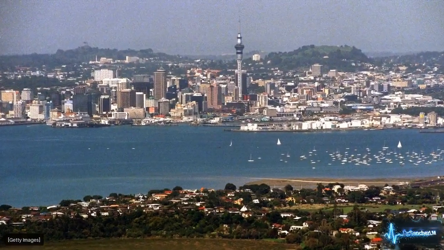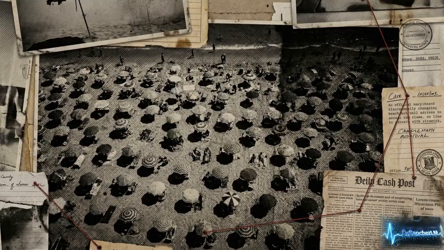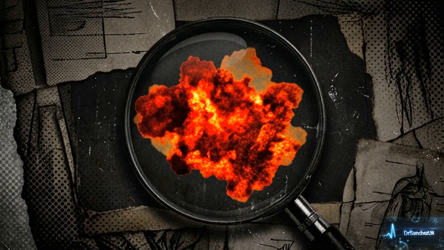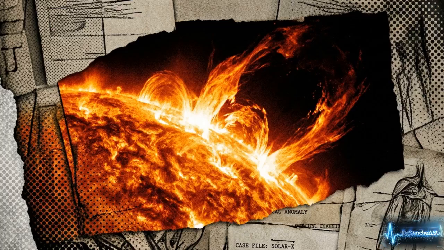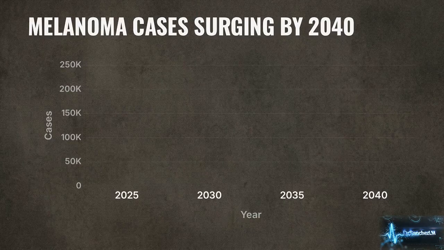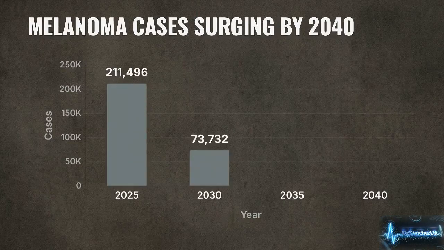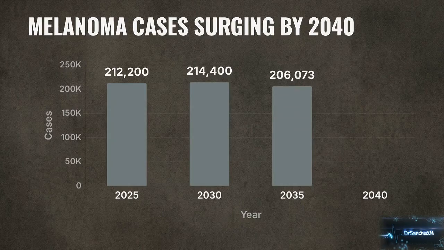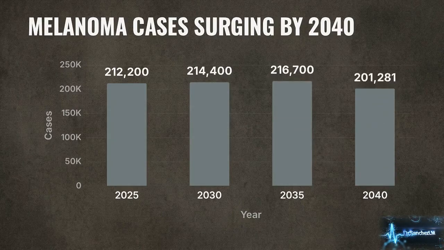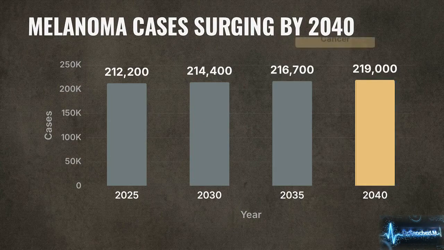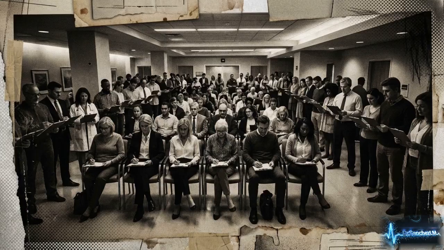Cities like Auckland, New Zealand, and population centers across Australia report the highest incidence and mortality rates on Earth, driven by heavy ultraviolet exposure and a predominantly light-skinned population. This rising bar chart projects the trajectory of the disease in the United States over the coming decades. By the year 2040, cases are expected to reach 219,000, making melanoma the second most common cancer in the country. Millions of new patients require immediate, specialized attention every year.